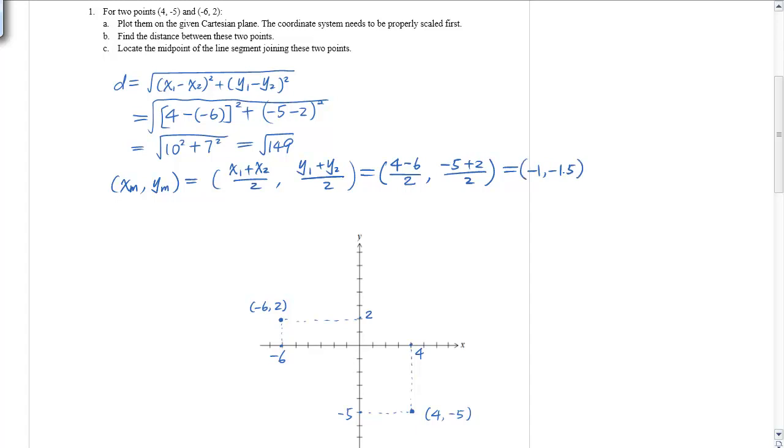You can sketch it on your graph. So this is the line segment joining these 2 points, and the midpoint of this line segment is approximately here, with the coordinates of -1 and -1.5. Okay, so that's this first problem.